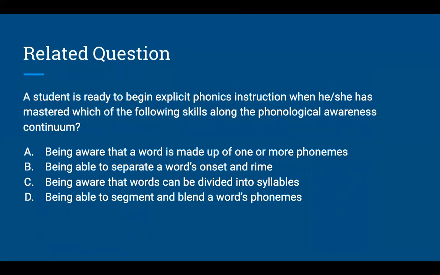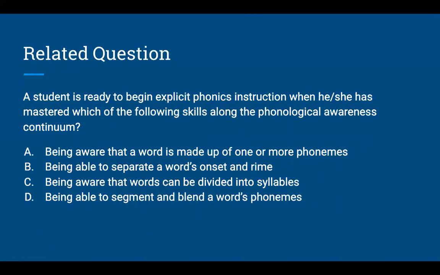So then another related question: a student is ready to begin explicit phonics instruction when he or she has mastered which of the following skills along the phonological awareness continuum. I think we had this question earlier too, but let's go ahead and review it anyways. A is being aware that a word is made up of one or more phonemes. B, being able to separate a word's onset and rhyme. C, being aware that words can be divided into syllables, or D, being able to segment and blend a word's phonemes. I'm going to let you answer this one since we already went over it.